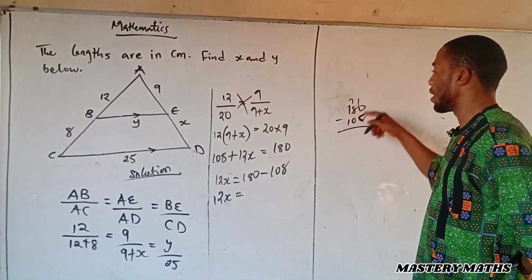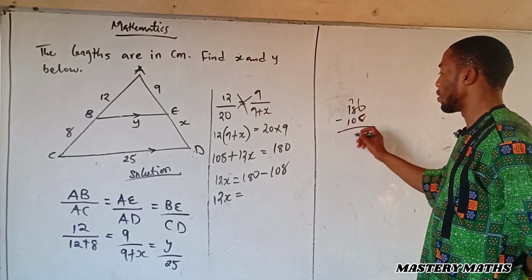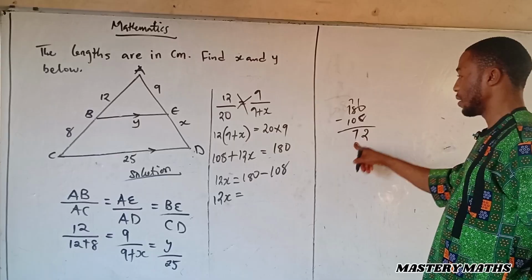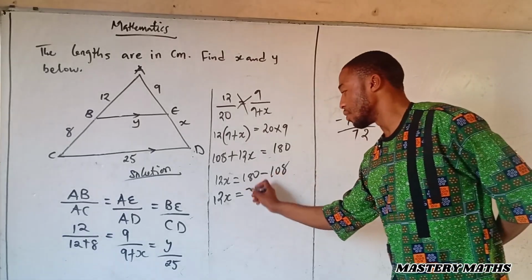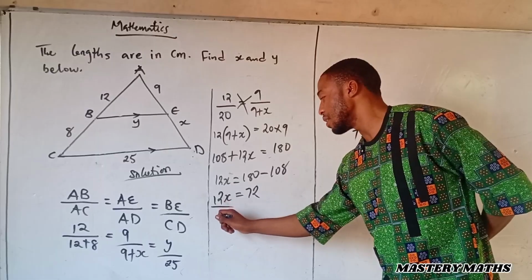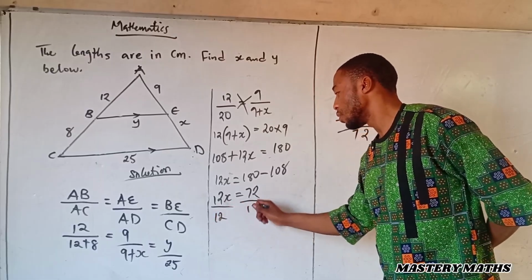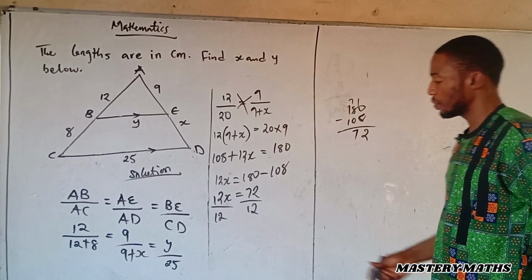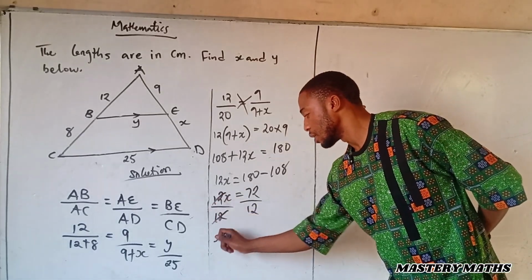Here is 7, here is 10. 10 minus this is 2, this minus this is 7. We bring it down, and you have 72. When you divide it by 12, this going to this is x.